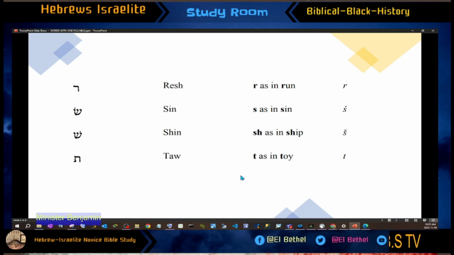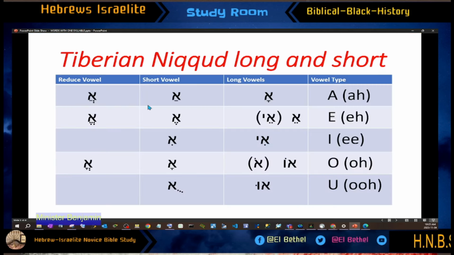Now we're going to see if we can try to do some reading. But before that, we need something else. We need some vowels because just like in other languages, you need vowels so you can open up your mouth and make those pronunciations of words, speaking, right? So there were many different vowel systems. The one that really stuck is called the Tiberian Nikud system, right?